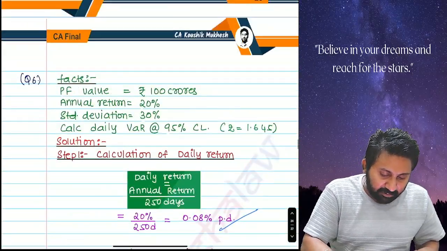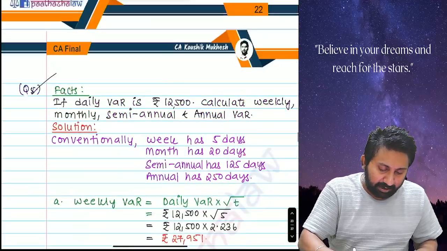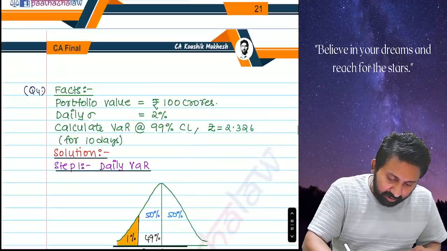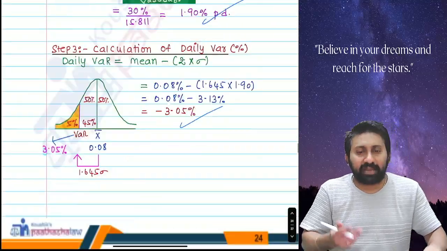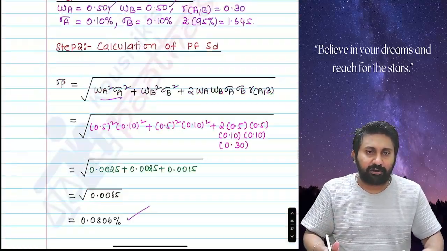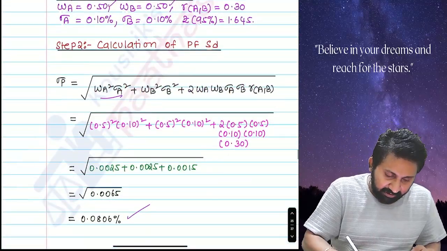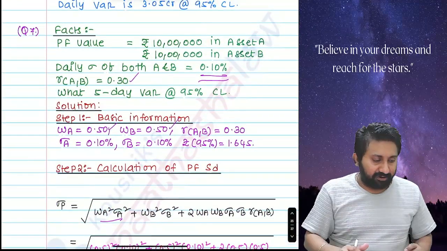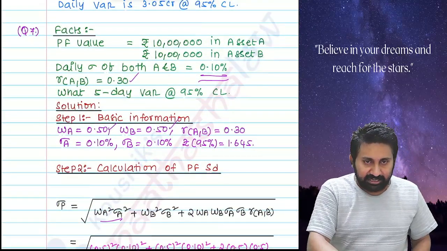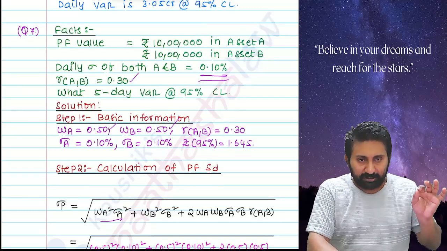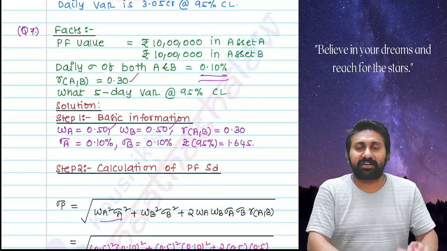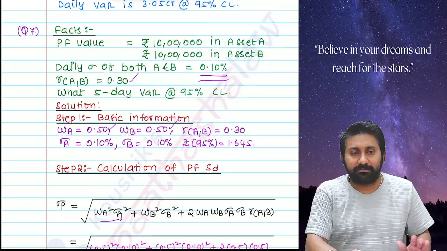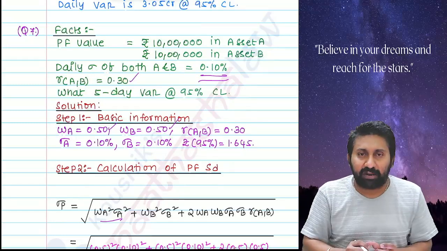In the previous questions, they have only given this number. Now we are calculating it using our portfolio knowledge. So step number 1 is completed: gather the information. Totally 20 lakh is there. In that, 50% of your total wealth is invested in A and 50% in B. Total portfolio value is 20 lakh.